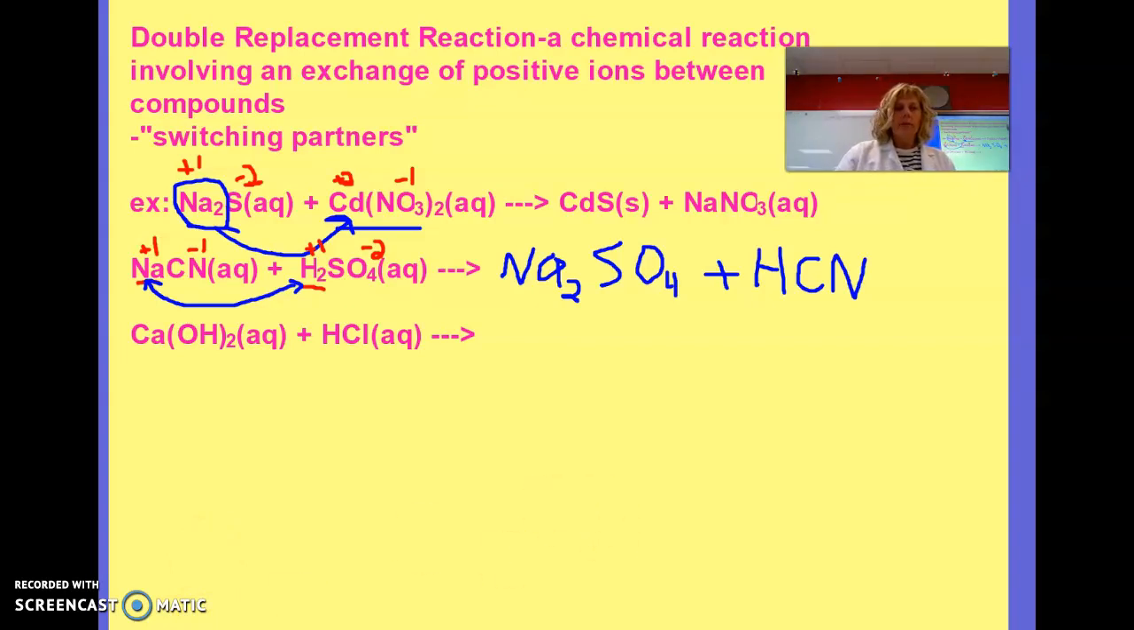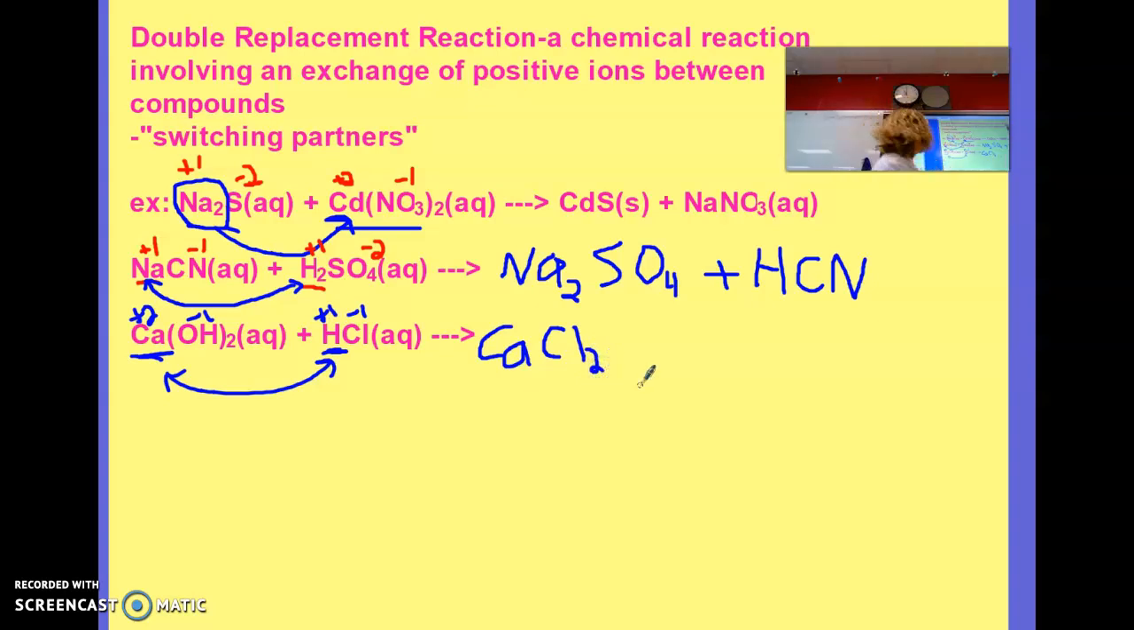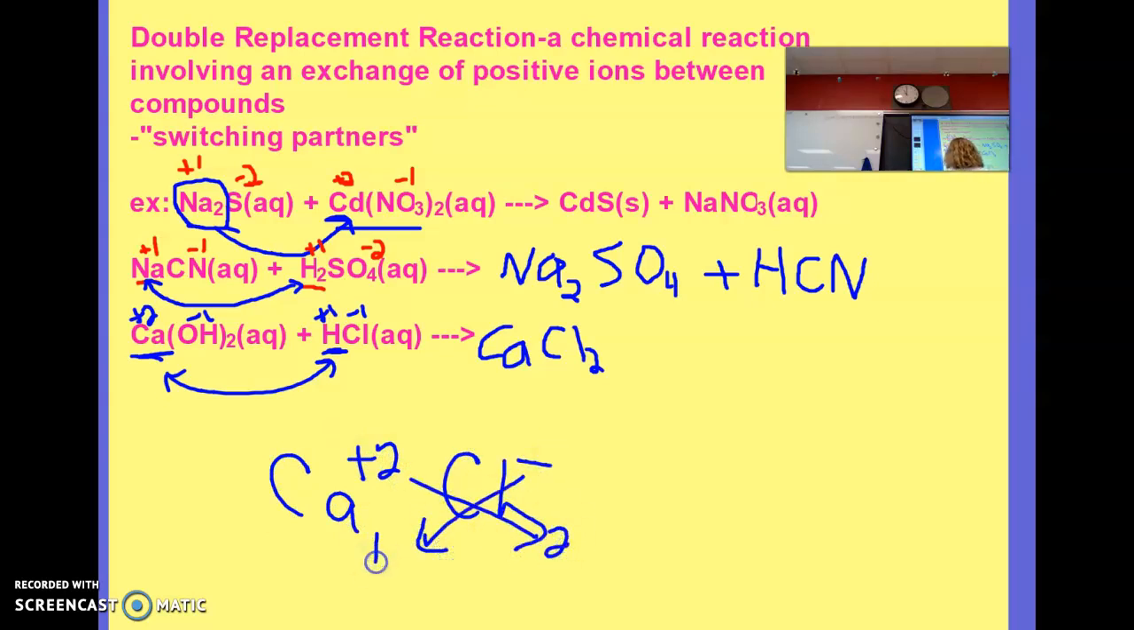All right, so I'm going to go ahead and do this one really quickly with you. So I labeled my calcium as a +2, hydroxide is a -1, hydrogen is a +1, and chloride is a -1. So calcium is going to trade places with the hydrogen on here. This one I think is kind of interesting. So calcium is going to combine with chloride. Let's start with that one. Calcium is a +2. Chloride is a -1, so it's going to take 2 of those chloride ions. Remember how we do that? That crossover method from chapter 7.